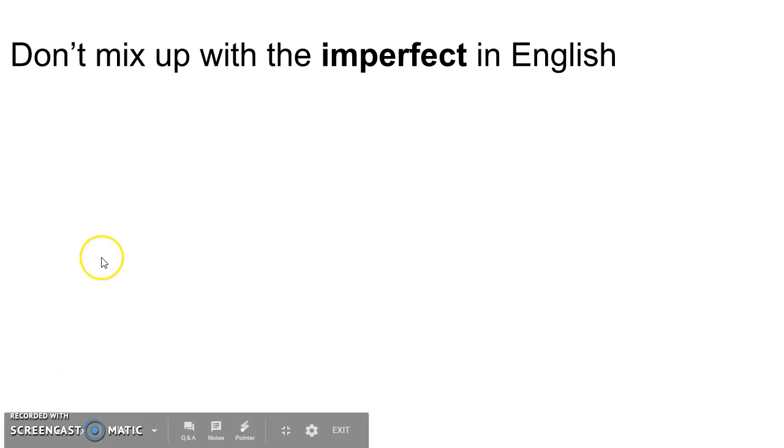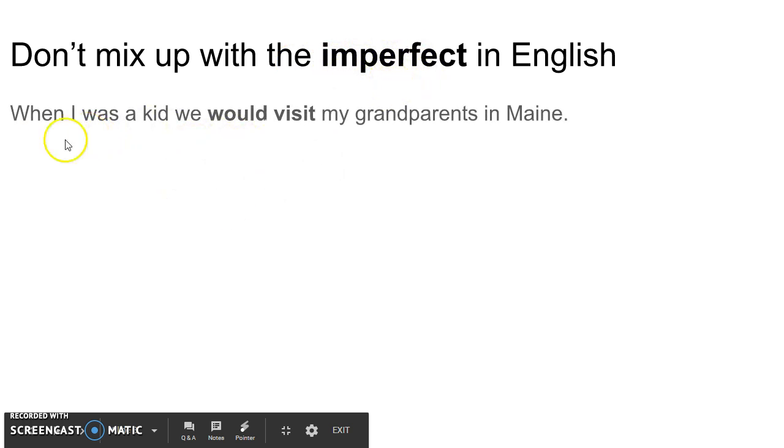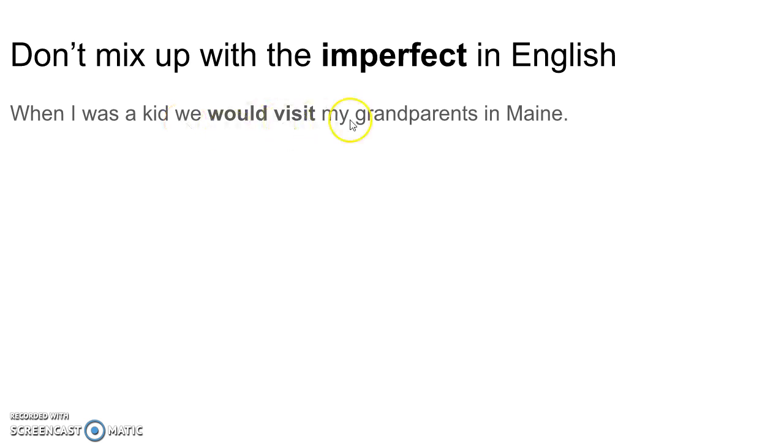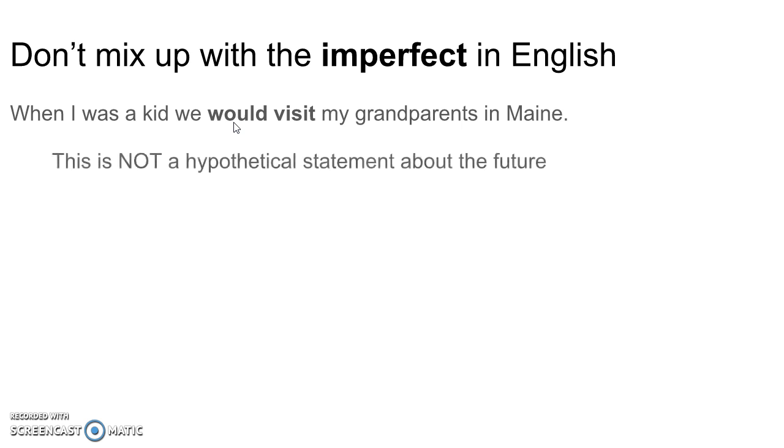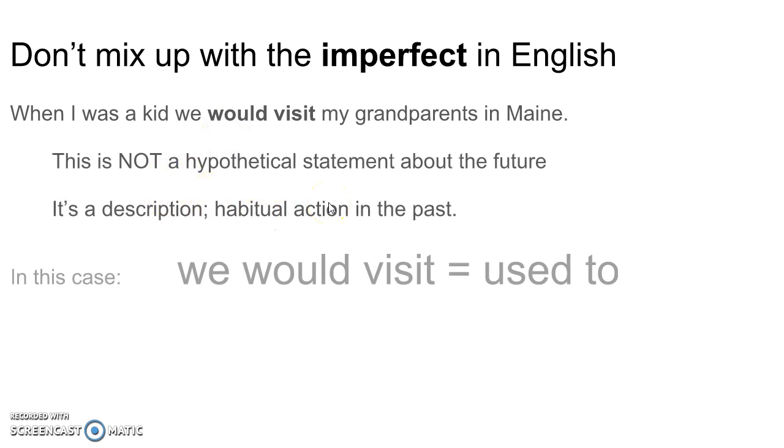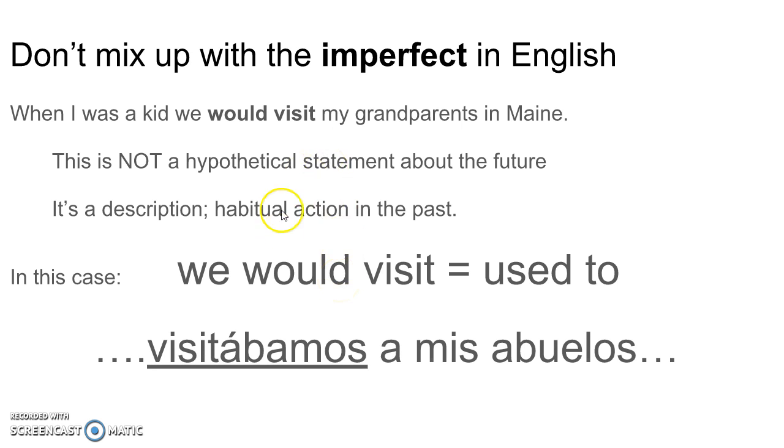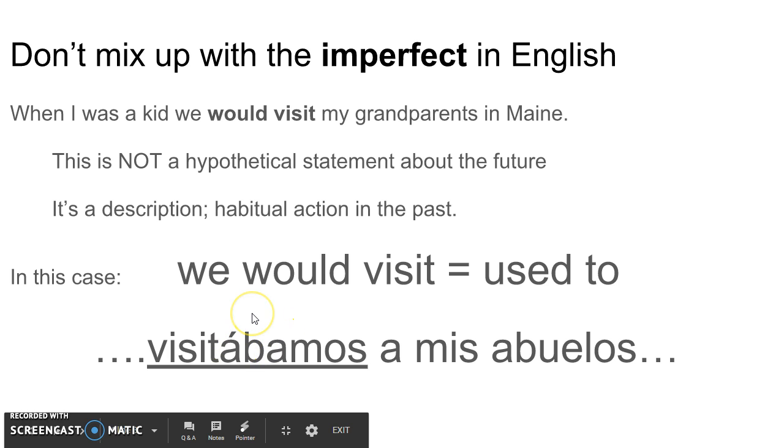Another tense is called the imperfect. It's just another past tense, okay? So, for example, if I say, when I was a kid, we would visit my grandparents in Maine, I'm not talking about a hypothetical situation. I'm not talking about something in the future. This is in the past, okay? It's a description of habitual action in the past. All right, so in this, it's more like I used to visit my grandparents, right? So it's not going to use that conditional form. It would be this other tense, the imperfecto.